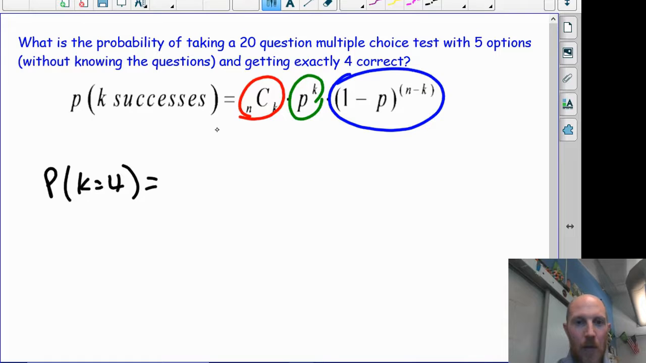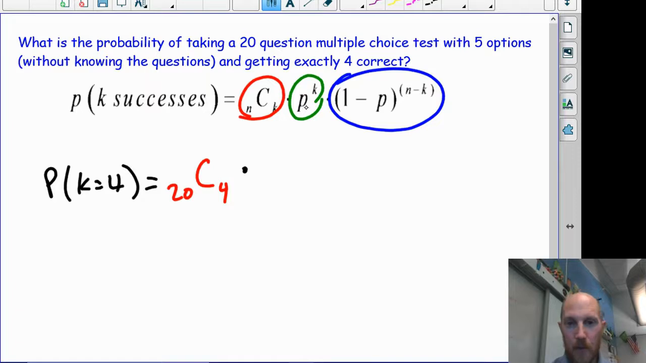Let's take a look. So the red part, so there's 20 questions and I'm looking to get 4 of them right. It doesn't matter which 4. It could be questions 1, 2, 3, 4. It could be questions 16, 17, 18. It could be whatever 4 I want. So just how many different combinations are possible where I get 4 of the questions right.